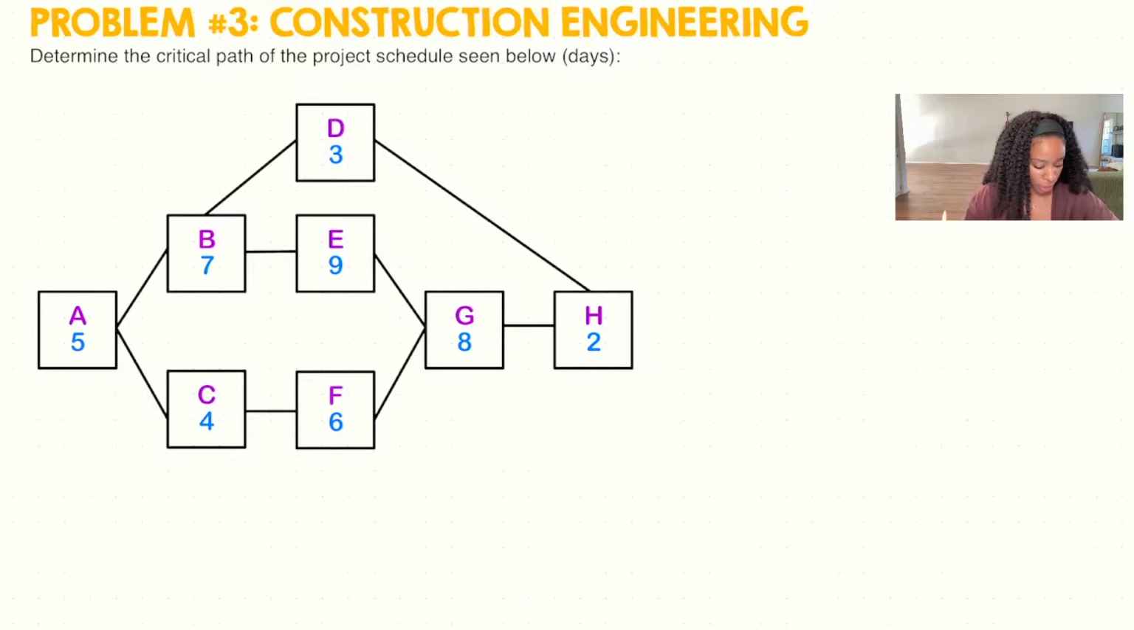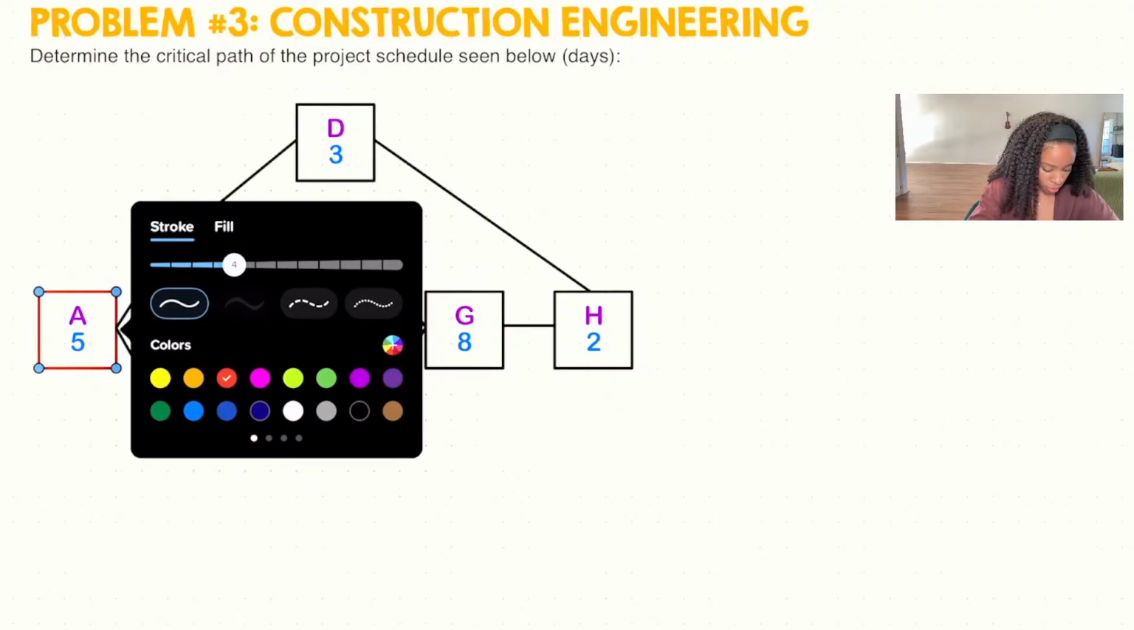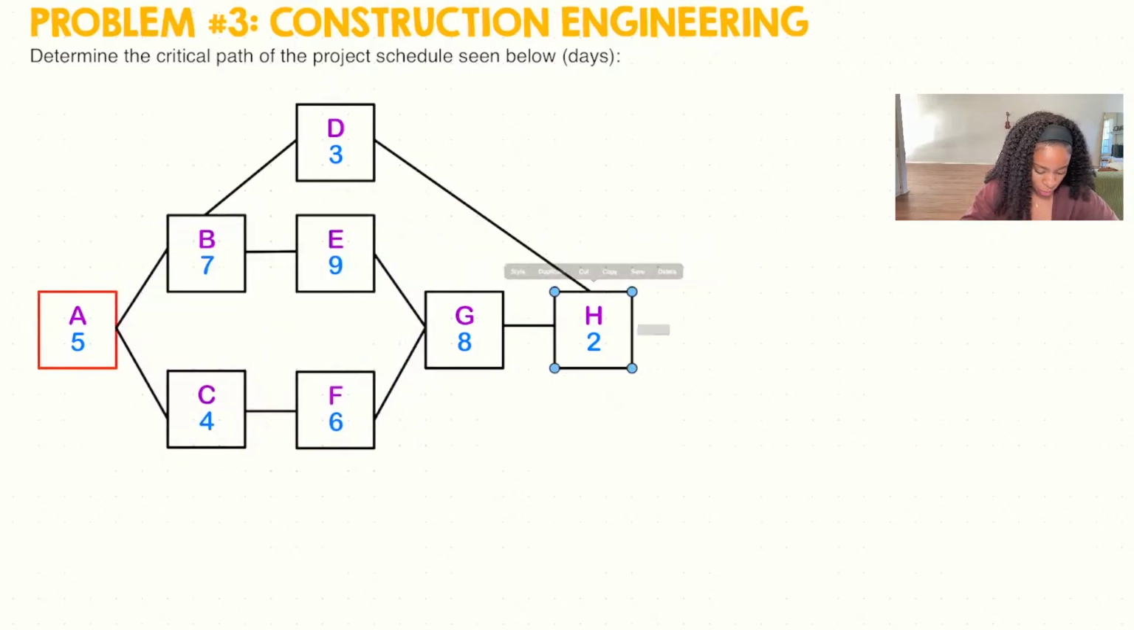So construction, it says determine the critical path of the project schedule seen below in days. So shown on the screen is a construction project schedule, and we're being asked to determine what the critical path is. The critical path is going to be the longest path between the start task, A, and the end task, which is H. So whatever pathway has the most amount of days will be the critical path.